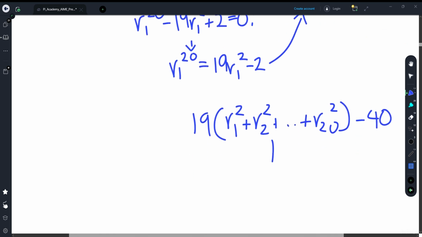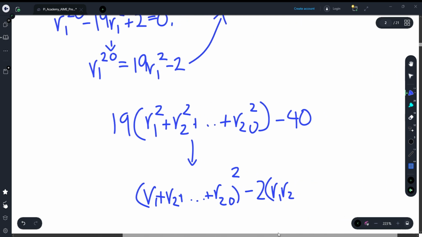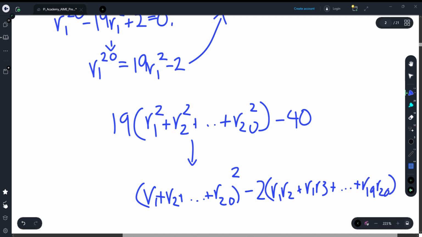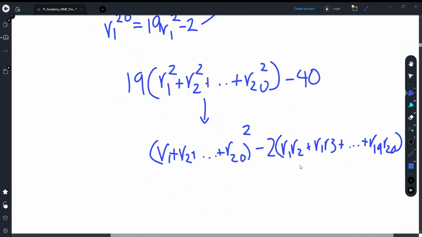And this is r1 plus r2 plus to r20 squared minus 2 times r1 r2 plus r1 r3 and so on, and using Vieta's formulas, we see that both of these are equal to 0. So our answer is just negative 40.